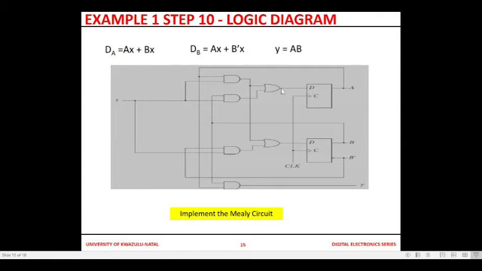You've got your DA. You should know an addition is an OR, multiplication is an AND, complement is NOT. So then you are using D flip-flops, that is your DA, that is your DB, that is your AB. You can draw that circuit. In the exam, you don't need to draw the circuit. All that information is contained here if you don't have time.